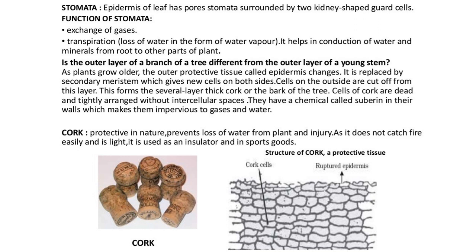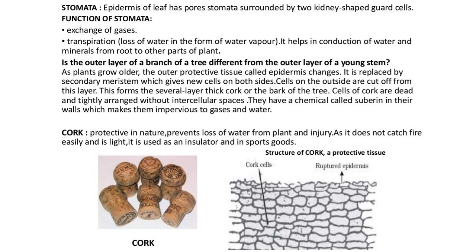Then transpiration, that is the loss of water in the form of water vapor. And why is transpiration important? Because it helps in the conduction of water and minerals from root to other parts of the plant, because it creates the suction pull.